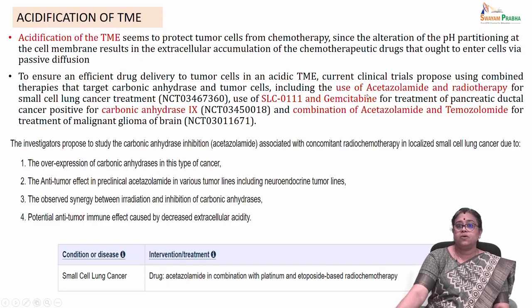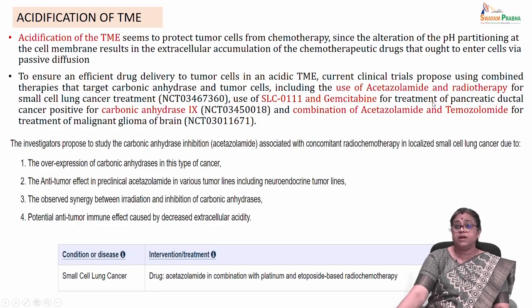So, people have shown that the usage of acetazolamide along with radiotherapy has helped. So, this is the clinical trial number, as well as use of SLC-011 and gemcitabine. So, the combination of SLC-011 and gemcitabine can help in better availability of gemcitabine into the pancreatic ductal cells.